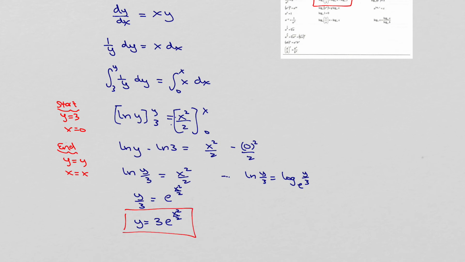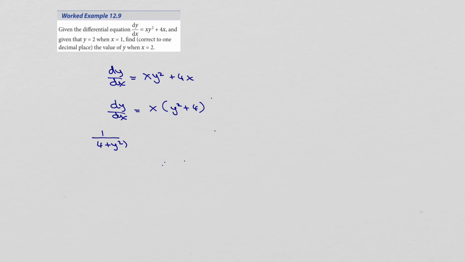Okay, so one more example. So we'll look at example 12.9. So we're given dy dx is equal to x y squared plus 4x. So this time we're going to have to take out x as being common before we can separate our dy and our dx. So that leaves me with y squared plus 4. So if I divide both sides across by y squared plus 4, I get 1 over 4 plus y squared dy is equal to x dx.